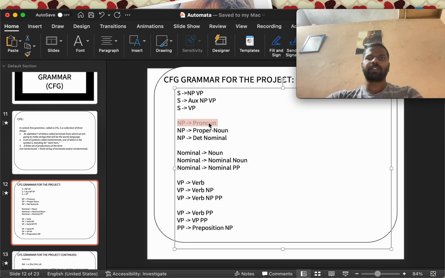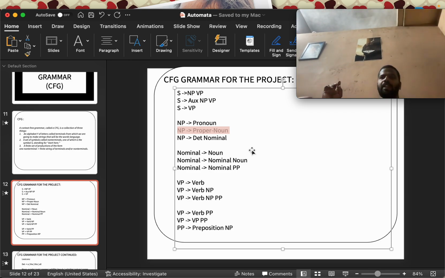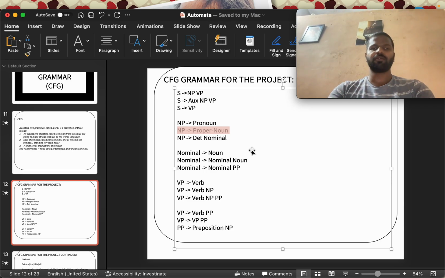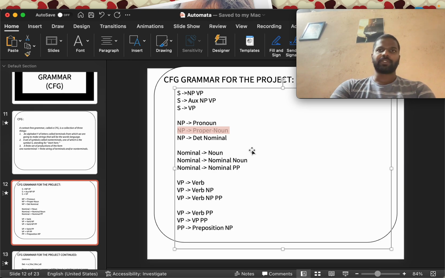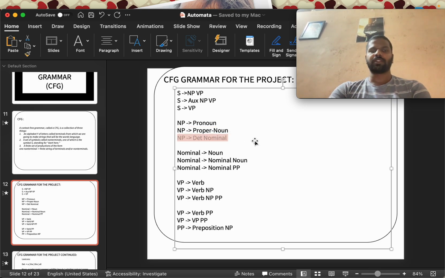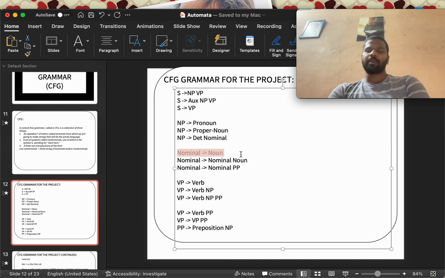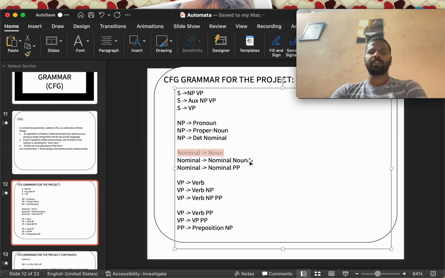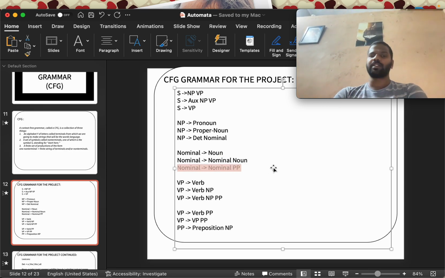And this rule indicates that a noun phrase can consist of a pronoun, which represents a word like he, she, it. And this rule specifies that a noun phrase can consist of a determiner, which we call a det, followed by a noun. This rule specifies that a noun phrase can be a proper noun, representing names of specific people, places, or things. This rule states that a noun phrase can consist of a determiner followed by a nominal. This rule indicates that a nominal can be a single noun, and a nominal can be a combination of a nominal followed by a noun. And this rule here states that the nominal can be a nominal followed by a prepositional phrase that modifies the noun.